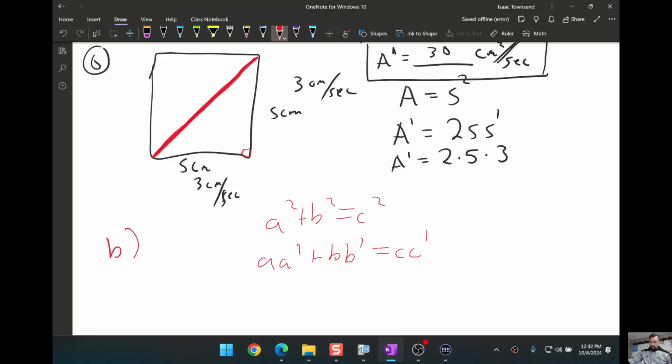I've got A and B are both 5. A prime and B prime are both 3. If you're trying to solve for C prime, how is this increasing? You realize now that you've got to know what C is before you can solve this. But if this is 5 and this is 5, then what is that going to be? Very good, 5 square roots of 2. So you could do Pythagorean theorem there. It's also a special right triangle. That's how you can get that instantly if you know your special right triangles.